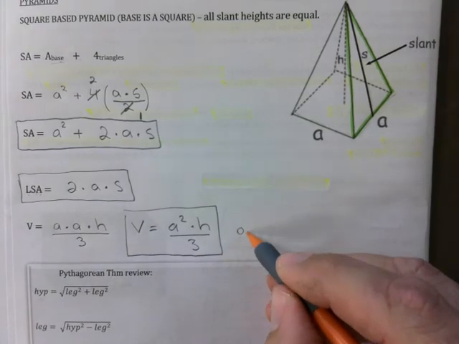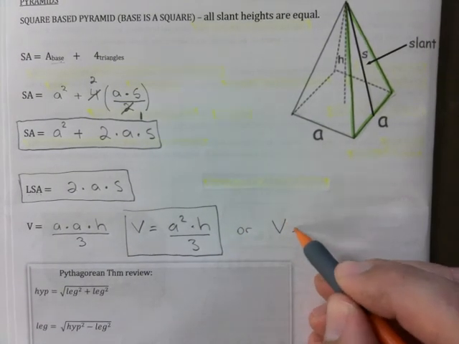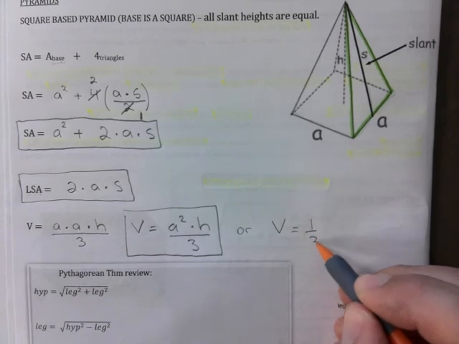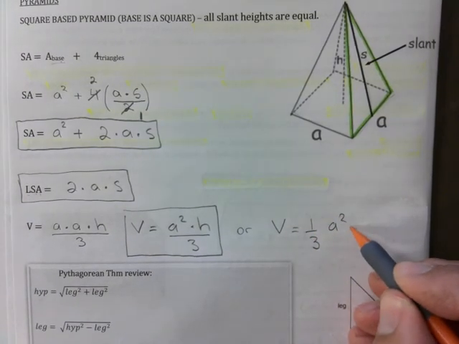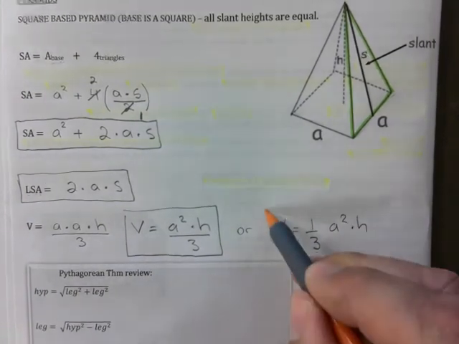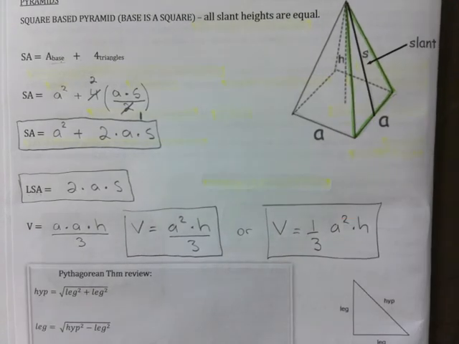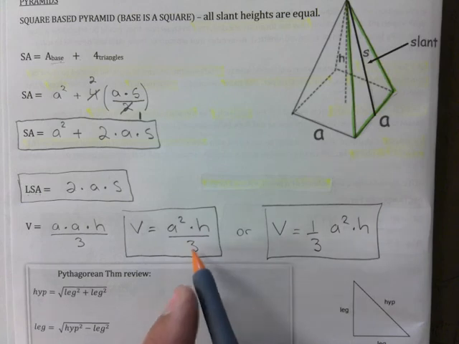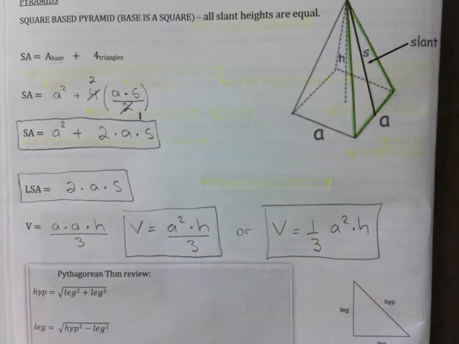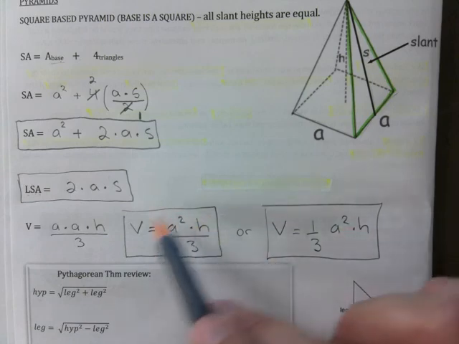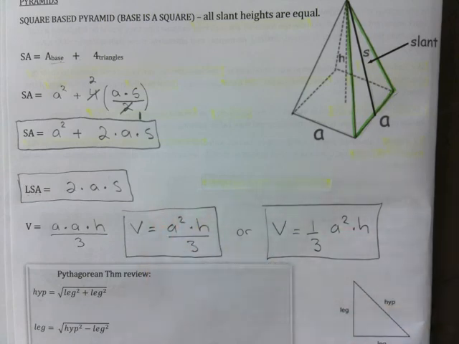I will also tell you that some teachers or textbooks may write 1/3 A squared times height. Don't let that throw you off. These are doing the exact same thing. They're just taking the third down here and putting it up front, 1/3. I like to just keep it like this. That's my preference, okay?